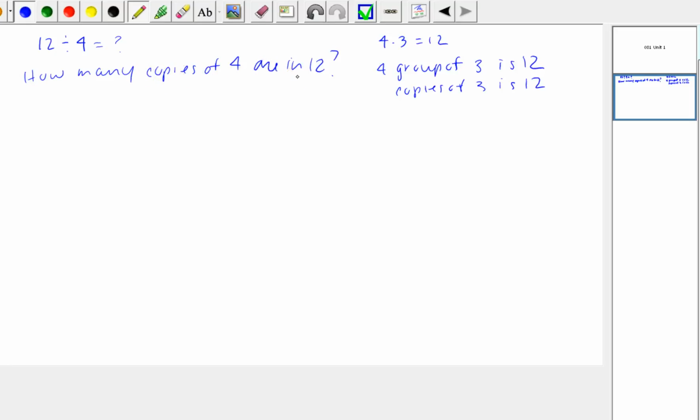Notice this isn't the only way to think about division. We could also question if we have 4 groups of 3, we could also say we have 4 groups, what's the size of the groups? That would give us 12. Okay, but we focus on this how many copies of idea here.